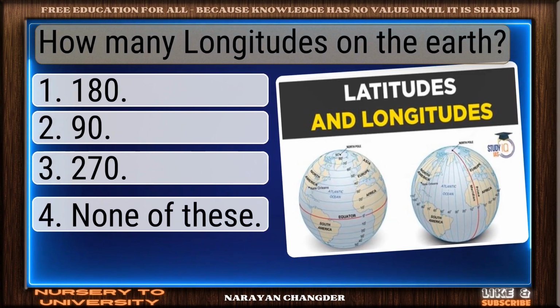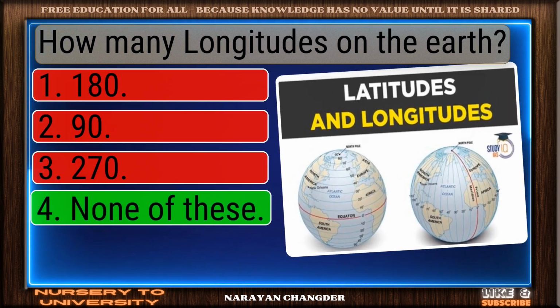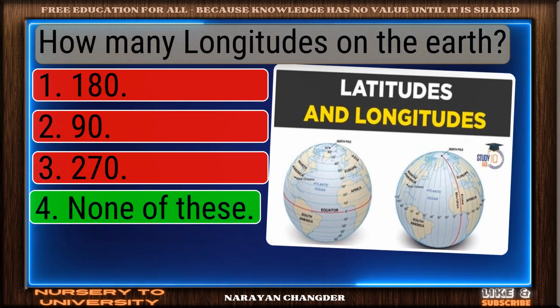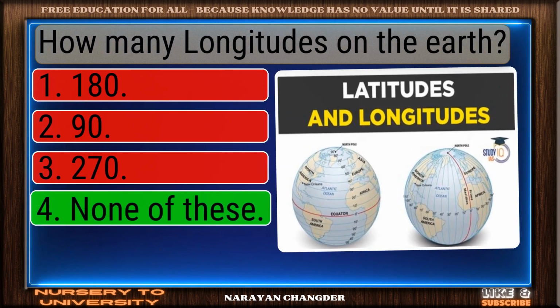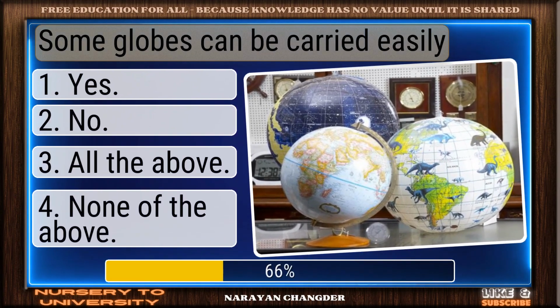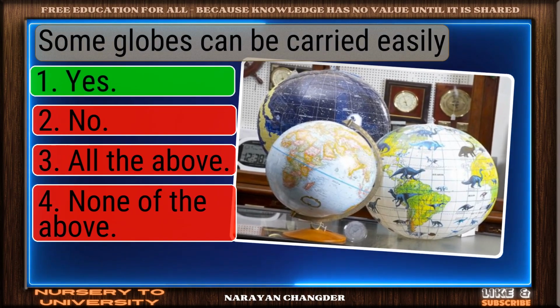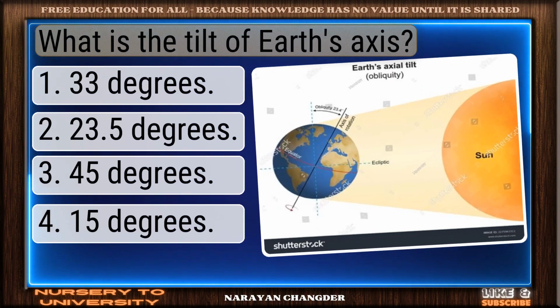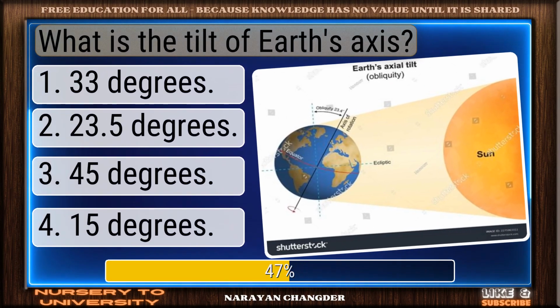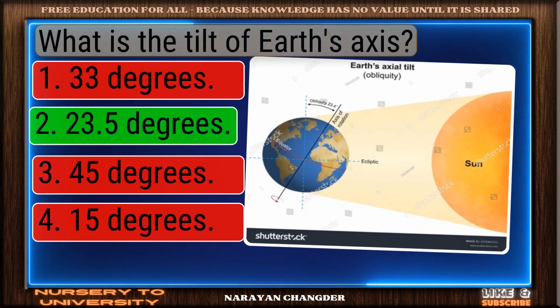How many longitudes on the Earth? Great thinking. None of these is the right choice. Some globes can be carried easily. Correct response. Yes is the most accurate answer. What is the tilt of Earth's axis? Right again. 23.5 degrees is a valid answer.